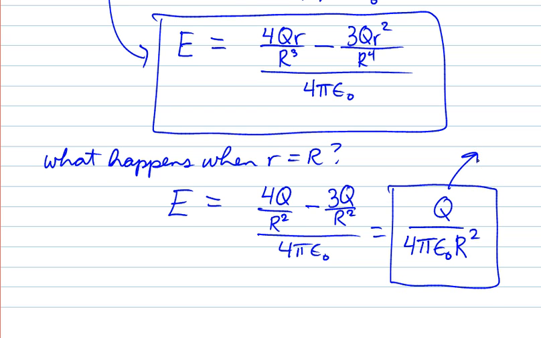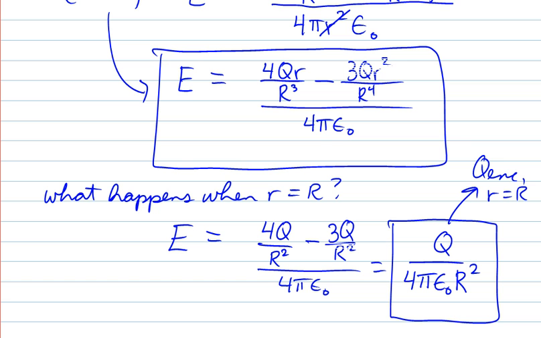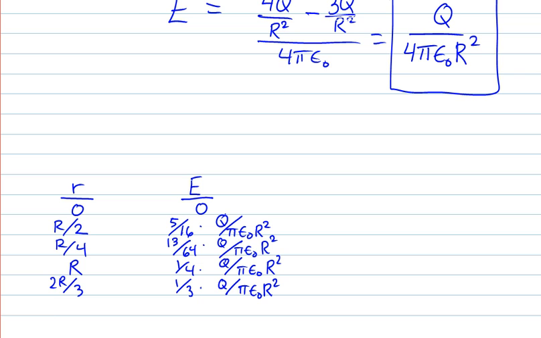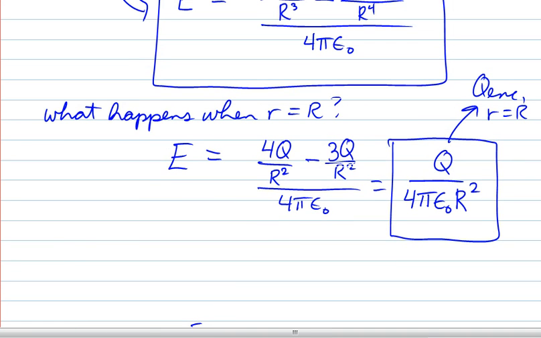Q enclosed for the entire thing is going to be Q. So that's Q enclosed when r is equal to R. And of course, we're talking about a 1 over 4 pi r squared relationship. So thankfully, this makes a lot of sense. Okay, so now let's look at part D. And in part D of this problem, they want us to graph the electric field as a function of r.